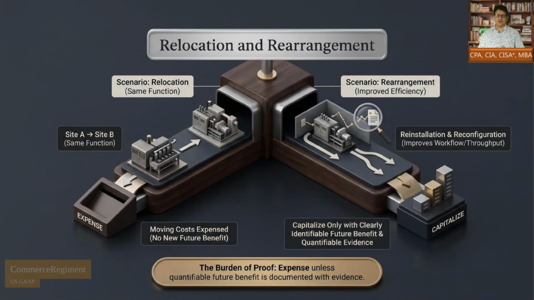Relocation and rearrangement costs require the same future benefit analysis. If an asset is simply moved to a new facility and performs the same function, the move does not create new future economic benefit. Those moving costs are expensed as incurred. But if equipment is rearranged or reinstalled in a way that clearly improves workflow, throughput, or operating efficiency, capitalization may be appropriate. The important point is evidence. A vague statement like "the layout feels better" is not enough. Accounting needs support that the activity produces measurable future benefit.